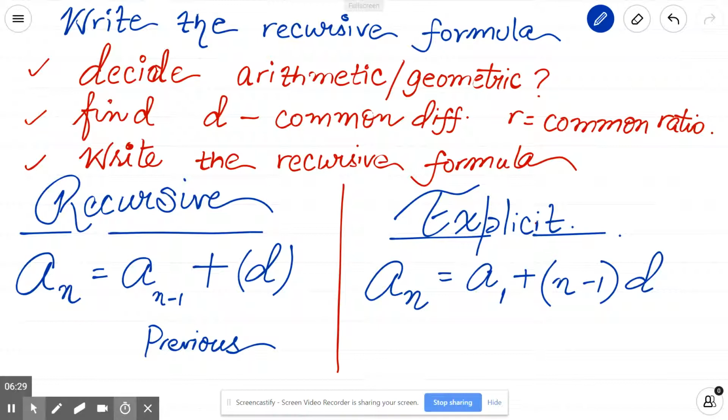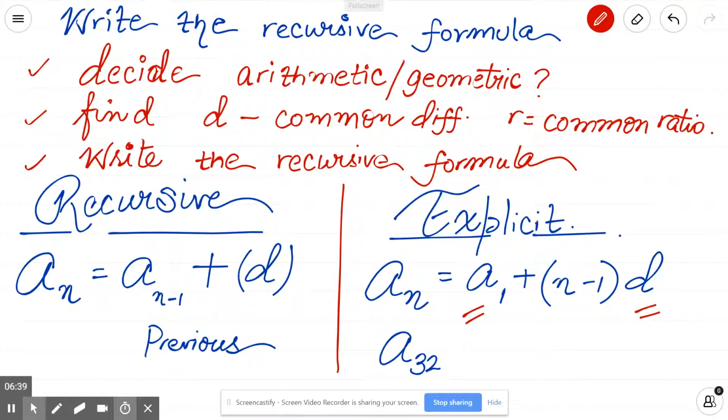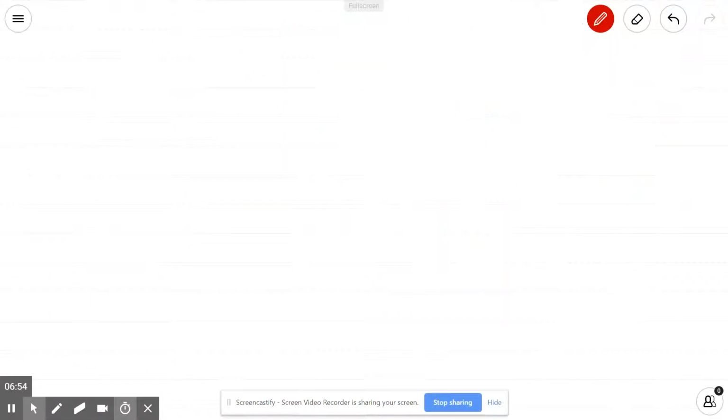And let us say they tell you to find a_32. Now a_32 can be easily found once you know the first term and once you know the common difference d. Now here, you can only find the 32nd term if you know the 31st term. So I hope it's making some sense here. All right, let us see this fly away as well.